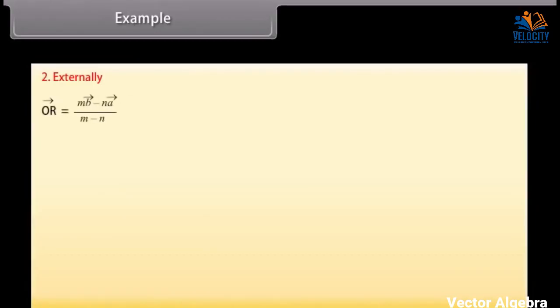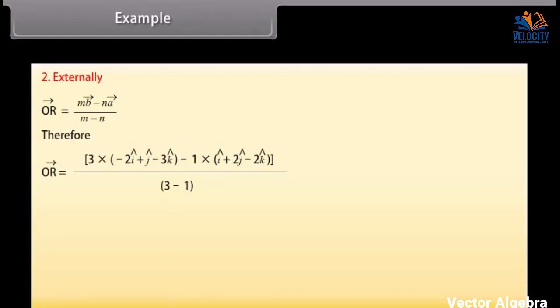Externally, vector OR is equal to (m vector B minus n vector A) by (m minus n). Therefore, vector OR is equal to (3 into (minus 2i plus j minus 3k) minus 1 into (i plus 2j minus 2k)) by (3 minus 1) equals (minus 7i plus j minus 7k) by 2 equals minus 7i by 2 plus j by 2 minus 7k by 2.